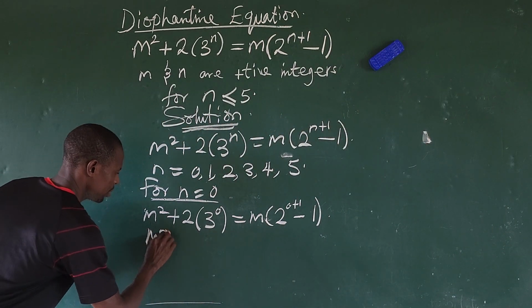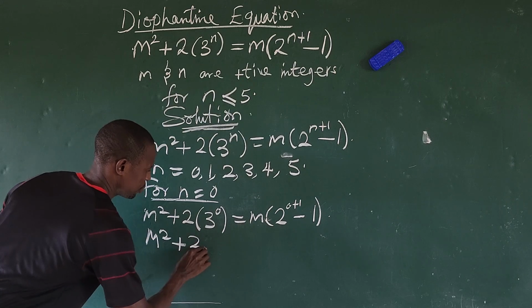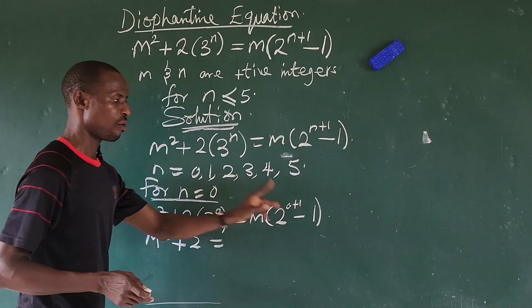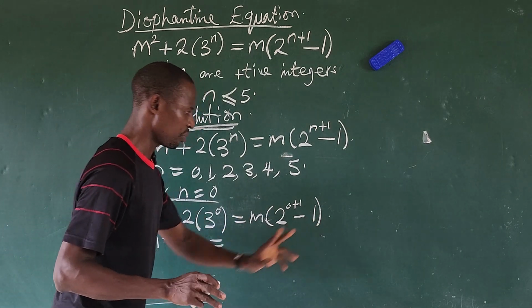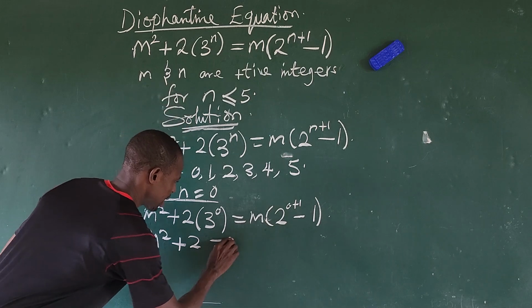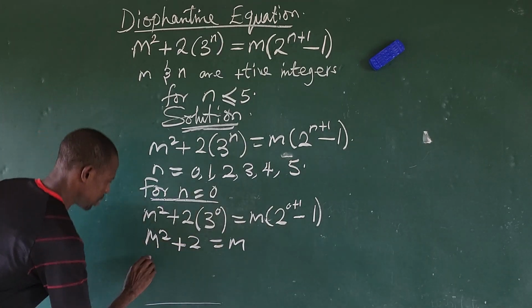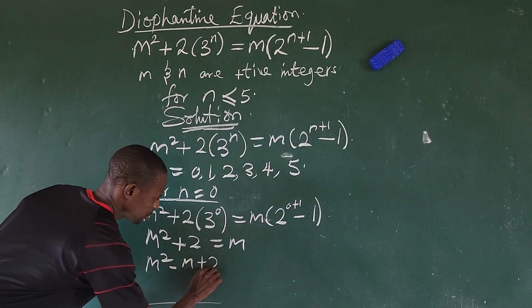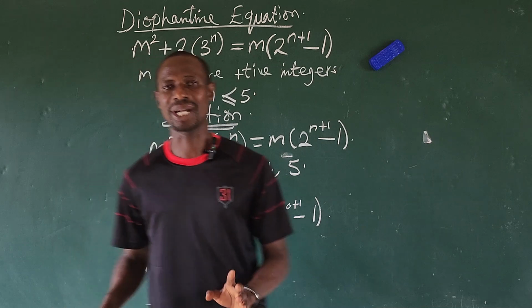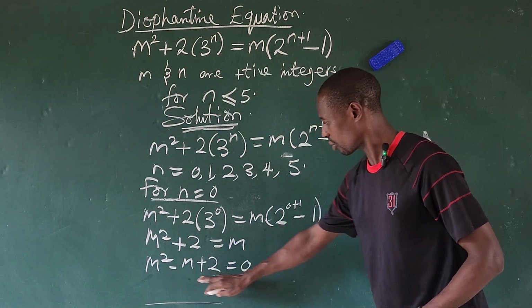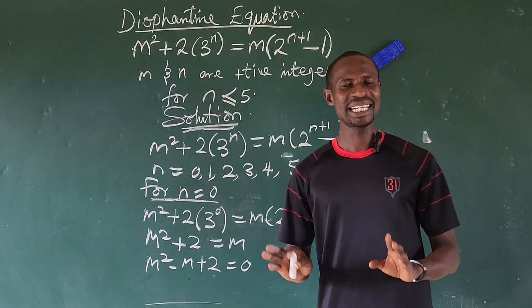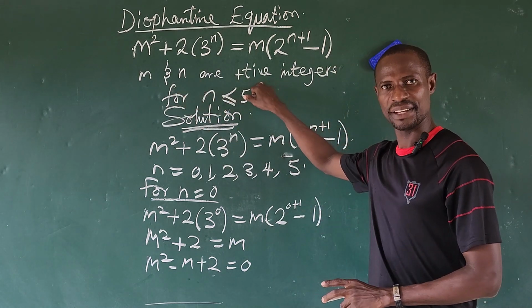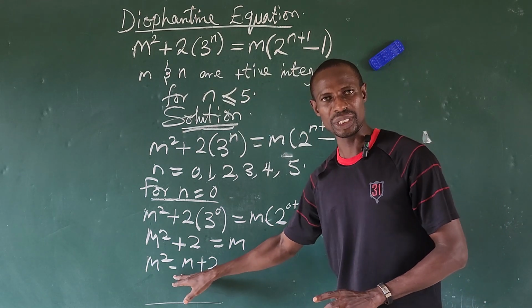So here we now have m^2 + 2 equal to m(2^1 - 1). 2 to the power of 1 will give us 2, and 2 minus 1 will give us 1, so here will give us m. If we rearrange, we're going to have m^2 - m + 2 = 0. Now this is a quadratic equation. If we solve this quadratic equation, we are going to have imaginary roots. Again, look at what we are asked here: positive integer. So we discard the solution to this.